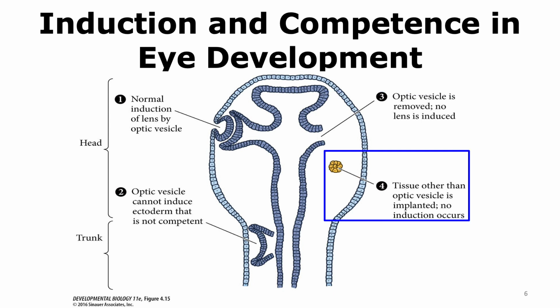Finally, what we can see is that tissues other than the optic vesicle, if they are implanted in the appropriate region, still don't show any lens formation because no induction occurs. They are not able to make the appropriate inducers that are needed for lens formation.